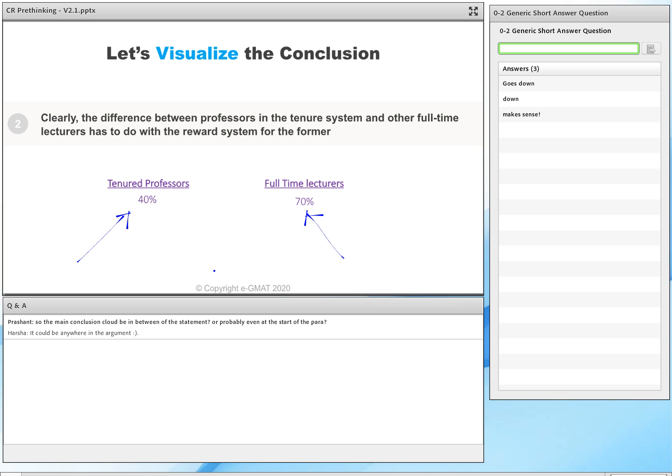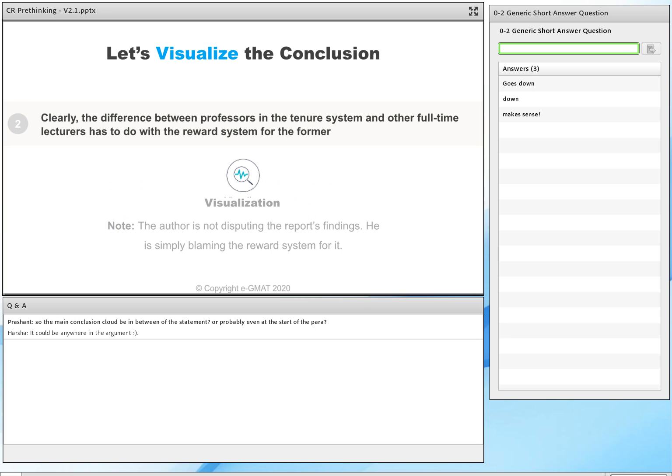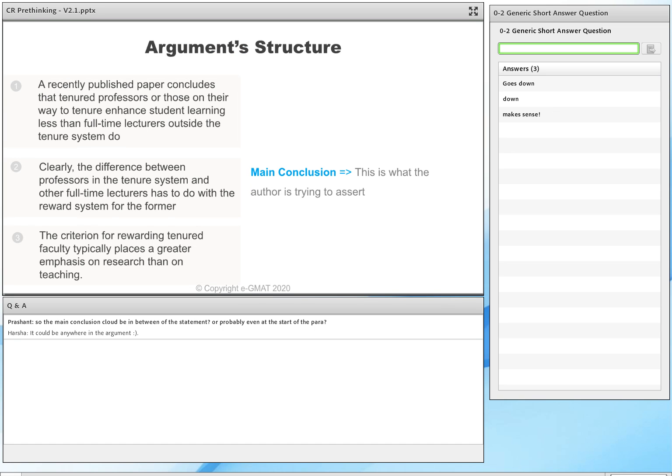Or another way to look at this is that the extent of learning improvement of a class of students is 40% by tenured professors when measured through some metric, and it's 70% by full-time lecturers. As long as you pick 2 numbers that are reasonably distinct, that's okay. And that visualization is really important here. And again, as long as you understand the author is not disputing the report's finding, which is in statement number 1, he's just blaming that reward system for it. Okay. So with that understanding, with that visualization, let's build that logical structure.